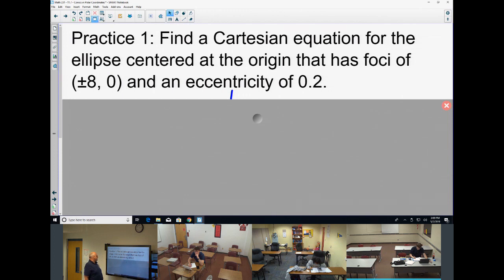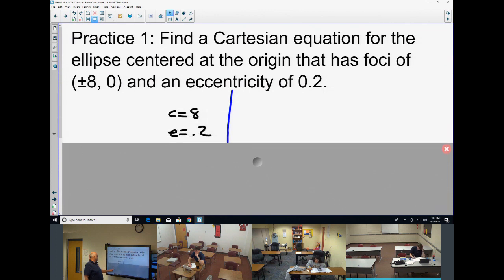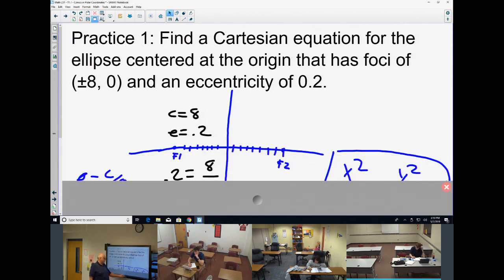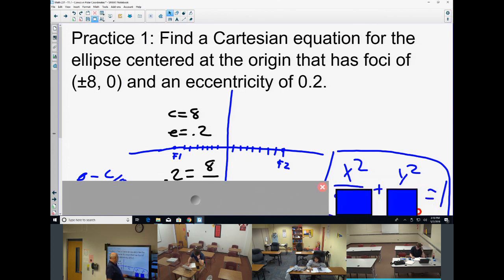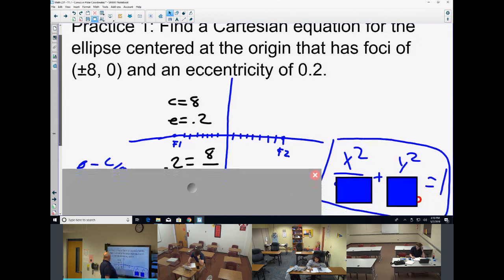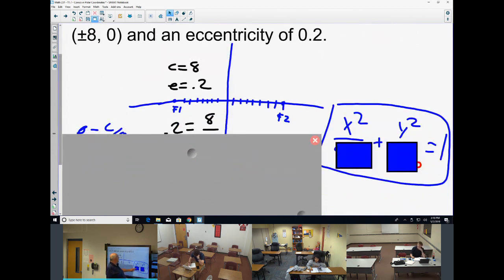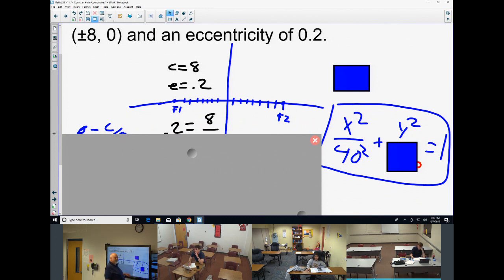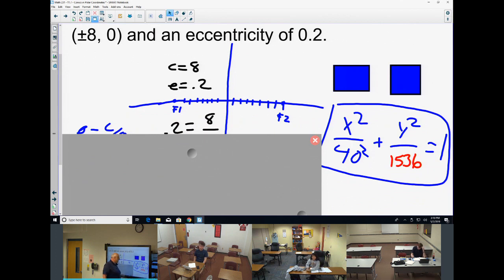So I got x squared over 12.8 plus y squared over 12.16. Okay, so let's see. X squared over, I got 40 squared, y squared over 1,536. I had it right the first time, and I thought they were too big, and so I went back. Okay. All right. So let's see why it would have to be that way.